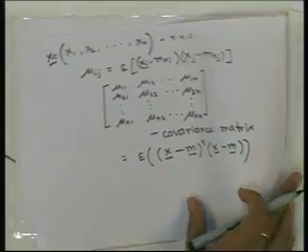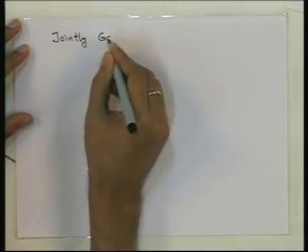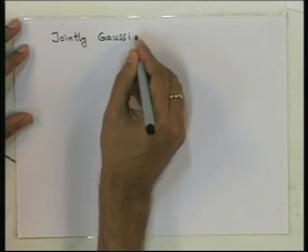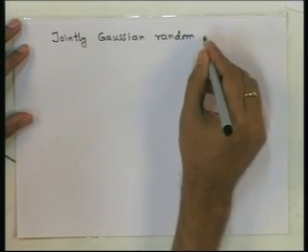Now, one particular type of random vector is very important in this course, and we will just write that down. That is the jointly Gaussian random vector.